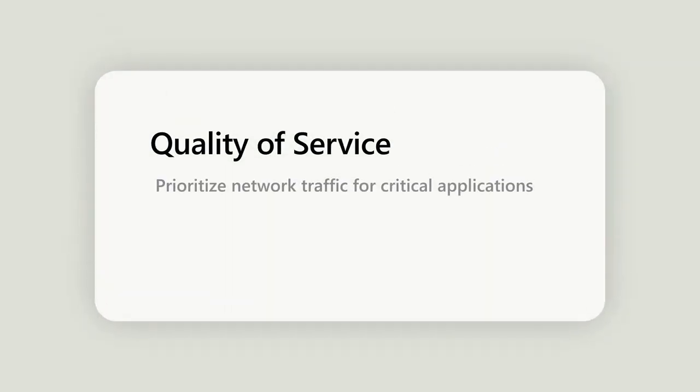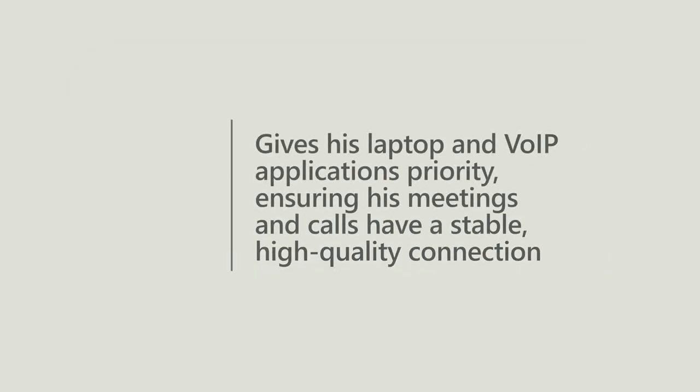To further optimize his network, Ishan explores some advanced troubleshooting techniques. One option is to adjust the quality of service, or QoS, settings on his router. QoS prioritizes network traffic, ensuring that high-priority applications like video conferencing receive the necessary bandwidth. He configures QoS settings to prioritize his laptop and Voice over Internet Protocol, or VoIP, applications, ensuring that his virtual meetings and phone calls take precedence over other, less critical network activities. This adjustment helps maintain a consistent, high-quality connection for his important business communications.